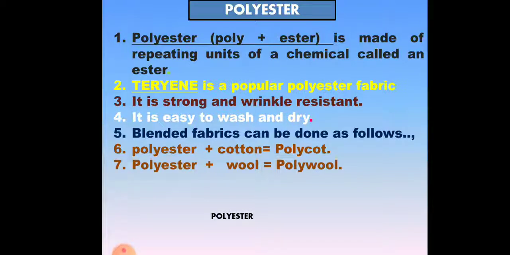Poly plus ester is called polyester, which is made of repeating units of a chemical called an ester. Terylene is a popular polyester fabric. It is very strong and wrinkle resistant, and it is very easy to wash and dry. What are blended fabrics? Let us discuss. Polyester and cotton combine to get polycotton. Similarly, polyester and wool combine to get polywool.